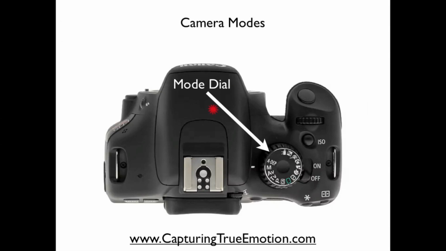First of all, let's look and find our mode dial. Your mode dial is right on the top of the camera. You would turn the mode dial to select, for instance, program mode, shutter priority, aperture priority, or manual mode. These are the modes you need to be in if you want to start taking complete control, or more control, I should say, of your exposure.